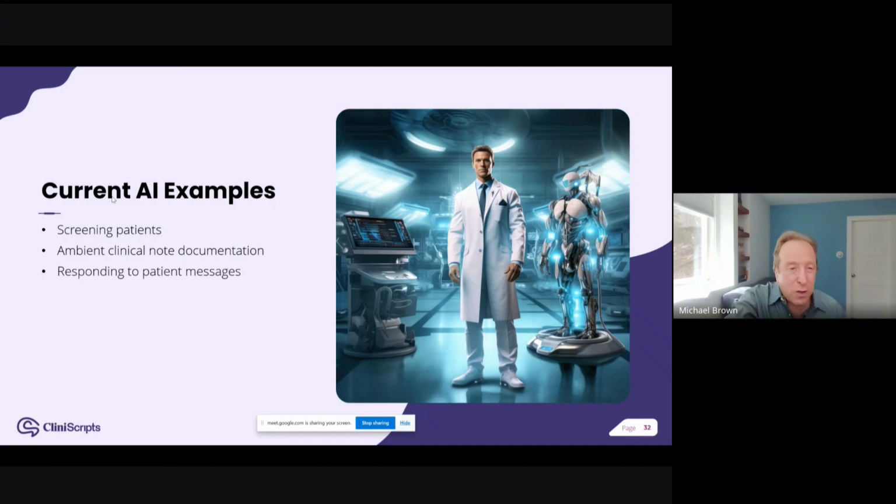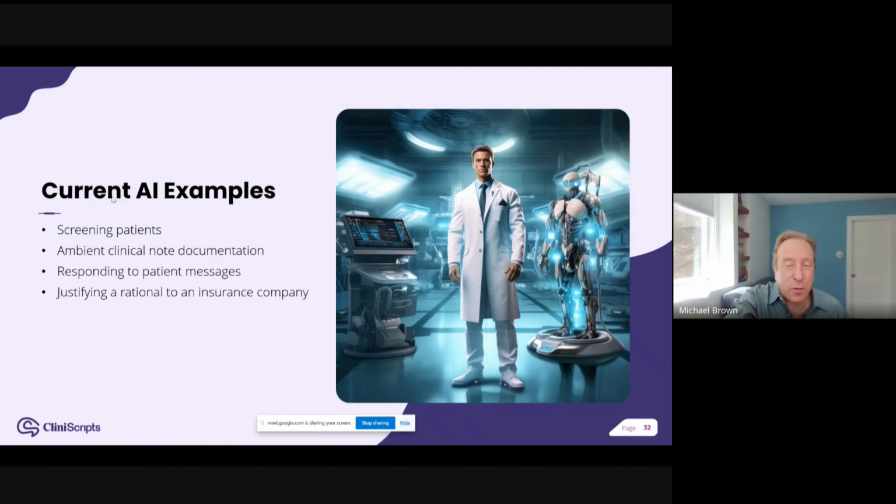Responding to patient messages, patients send in a lot of messages, and a number of providers have work queues that they have to keep up in responding to patients, and the AI seems to be able to do a reasonable job at that, although the question is how much do you trust it?